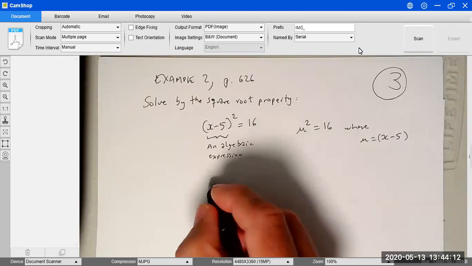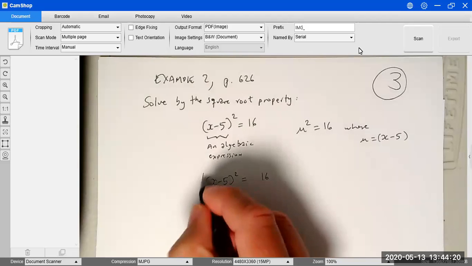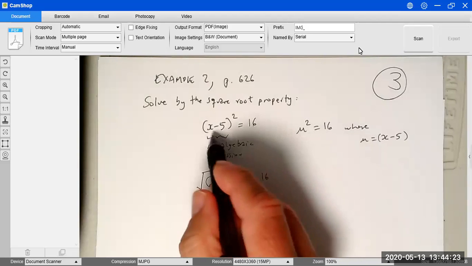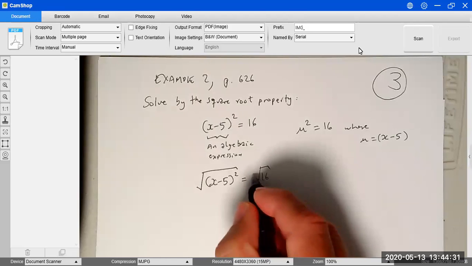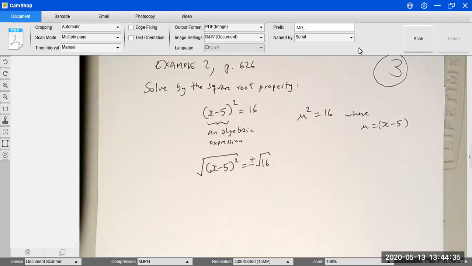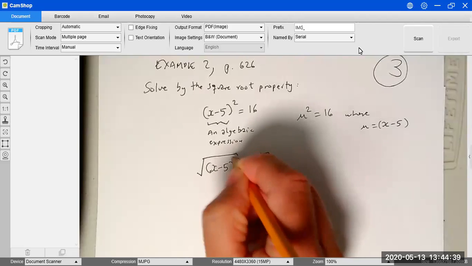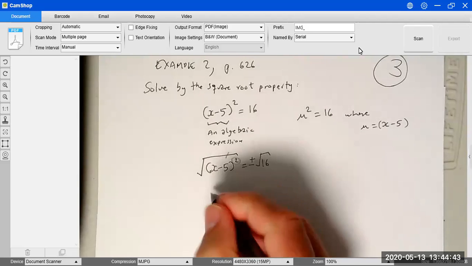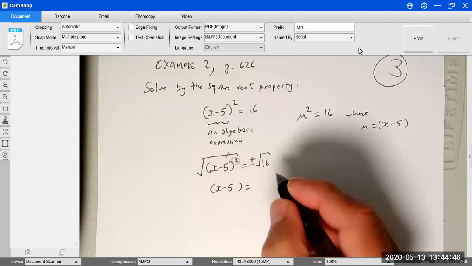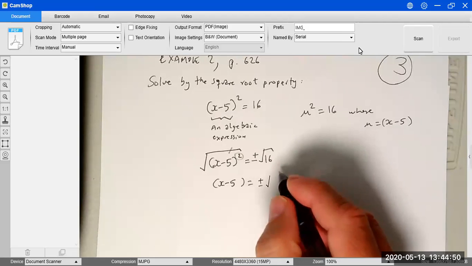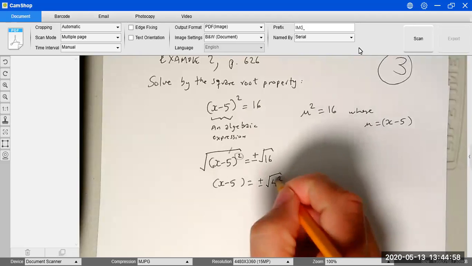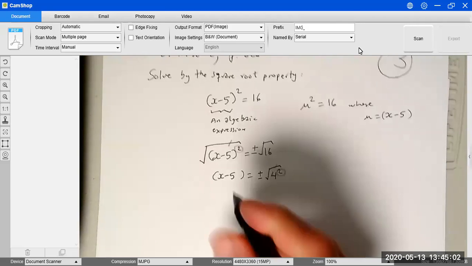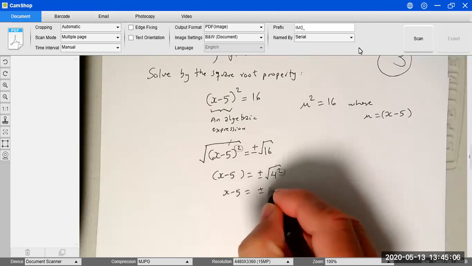In this case, we have x minus 5 squared equals 16. We're going to take the square root on both sides because this is already an expression that is a square. And on the right-hand side, we're going to write plus or minus the square root of 16. We do that because we can cancel this exponent and this radical. So we end up only with the parentheses, x minus 5 equals plus or minus, and 16 is a perfect square, so we can write 4 squared here. If we do that, we can cancel the exponent and the radical sign. So we're going to get x minus 5 equals plus or minus 4.